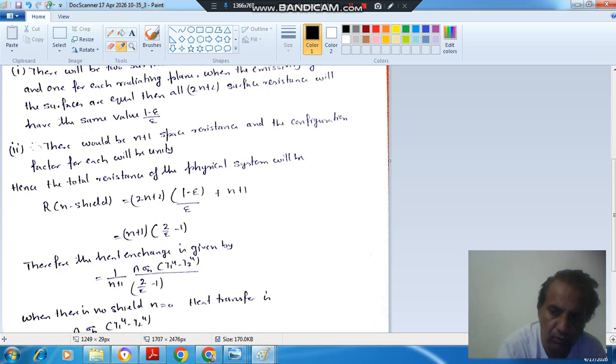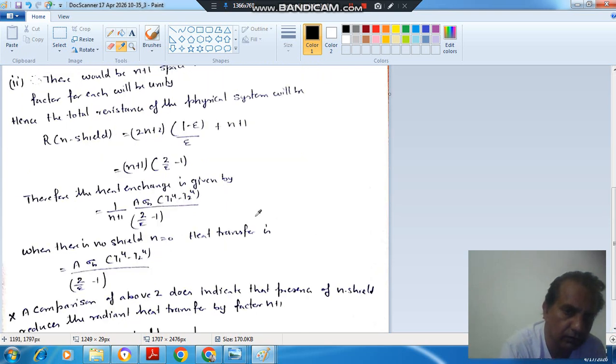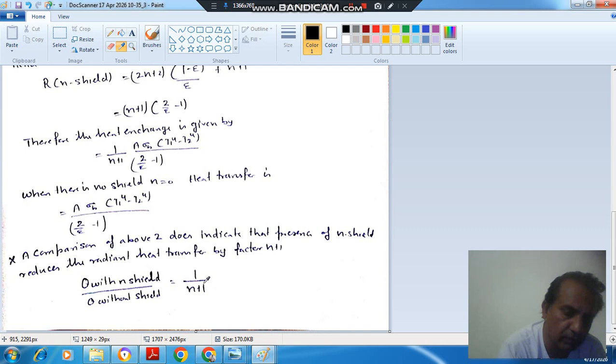So when there is no shield, then n is 0. Then this is given by this. So if we compare this heat exchange with n shields and without any shield, then the heat transfer ratio is given by 1 by (n plus 1), where n is the number of shields. So these are the heat transfer with shield and without shield.